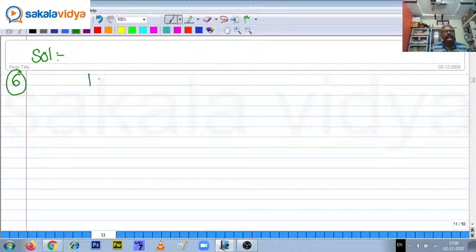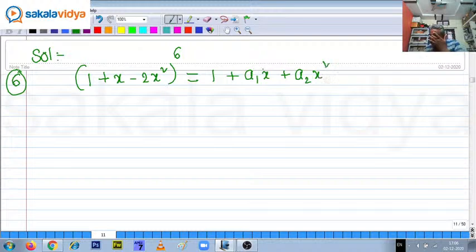See, (1 + x − 2x²)⁶, given that it equals 1 + a1x + a2x² + a3x³ and so on, plus a12x¹². So put x equal to 1.